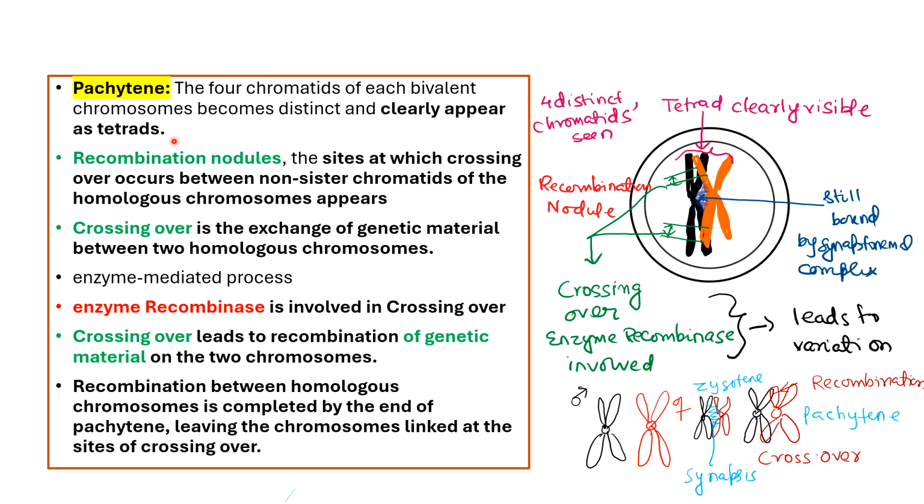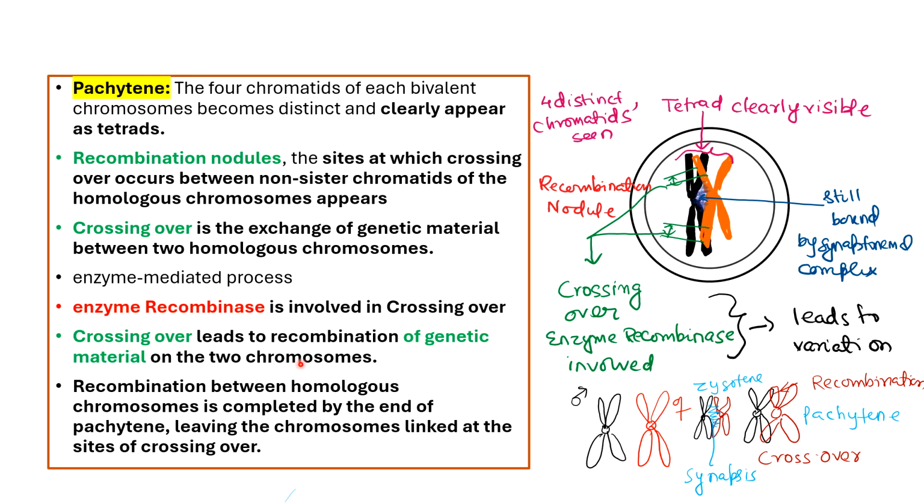Okay, tetrads are clearly visible in your pachytene stage. And where does crossing over take place? Crossing over also takes place in pachytene. But it is important to note here that the synaptonemal complex, which is responsible for joining together the two homologous chromosomes, is still present here, not completely dissolved.